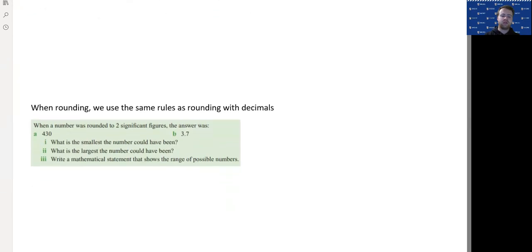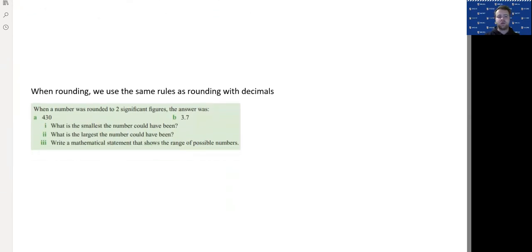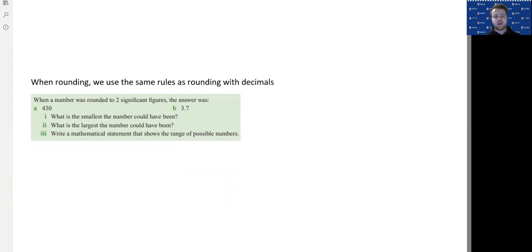So let's look at a few more examples here. We have a number that was rounded to 2 significant figures, and we've got to work out the smallest number it could have been before it was rounded and the largest number that it could have been before it was rounded. Okay, so we're starting to talk about tolerance here. What are the actual values that this number could have been before it was rounded?